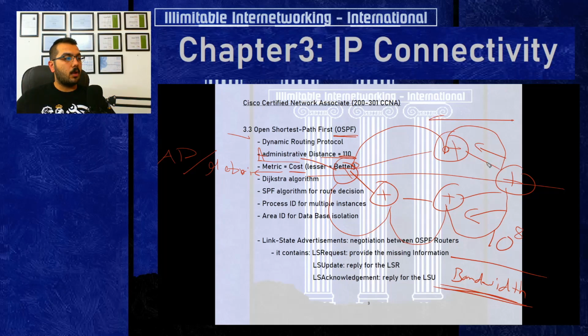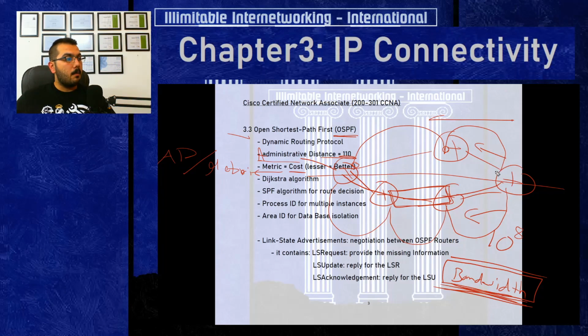OSPF doesn't care about how many routers are in the path. Maybe here 10 routers, maybe here only 1, here are 50 routers, here are only 2 routers. It doesn't care at all about the number of routers in the path. What it does care about is the bandwidth, the total bandwidth of the path. And actually it's not really the entire one, it's the smallest bandwidth that occurs while using the path.